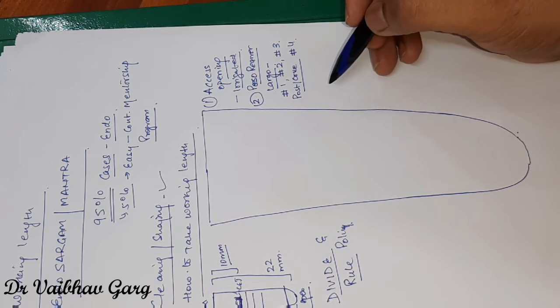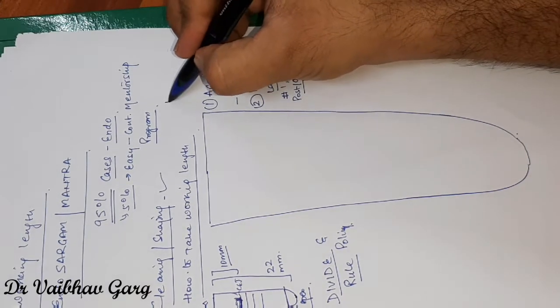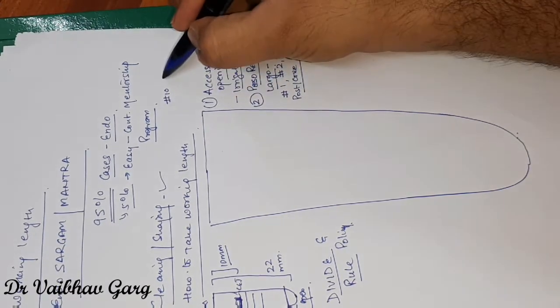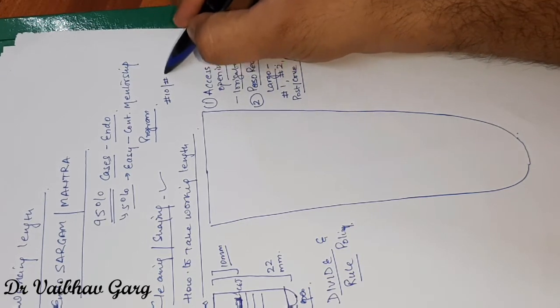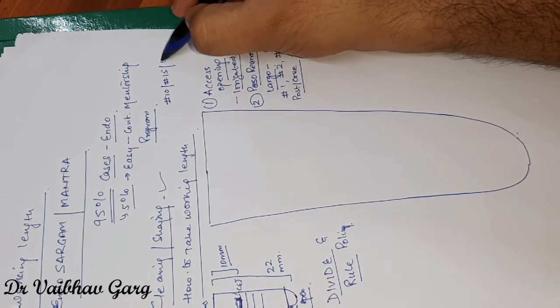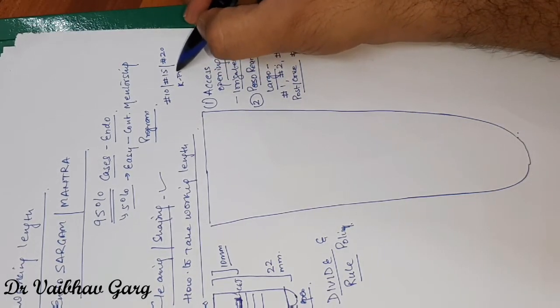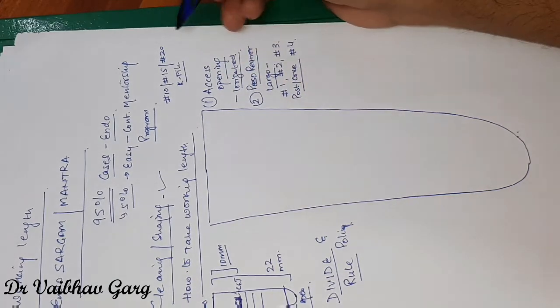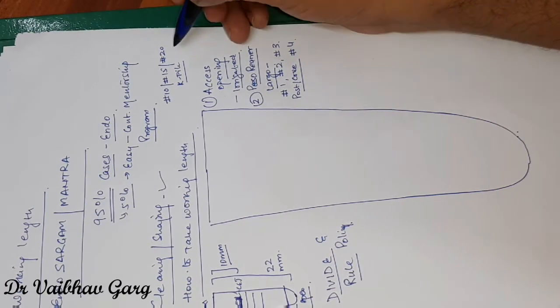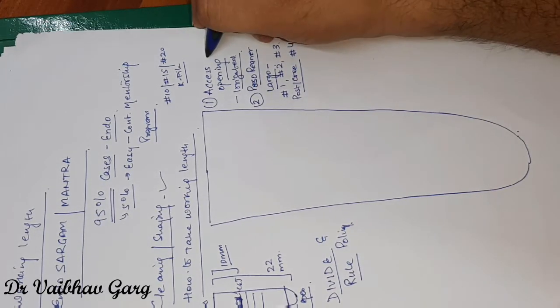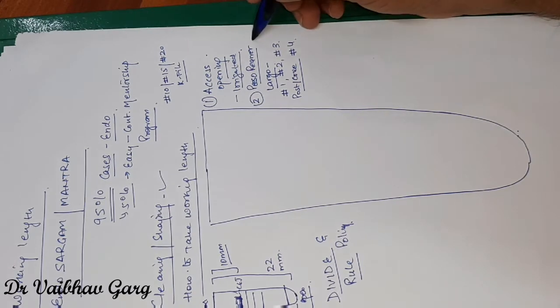You should be having number 10, number 15 and number 20 K files, standard stainless steel files, so that we can initiate with the process. Access opening is over. We have piezo reamer with us.